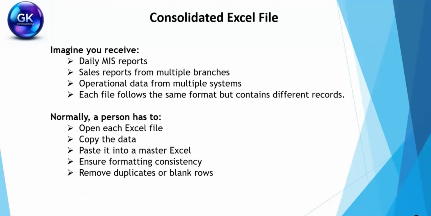Let's first understand the problem. Imagine you receive daily MIS reports, sales reports from multiple branches, operational data from multiple systems. Each file follows the same format but contains different records. Normally, a person has to open each Excel file, copy the data, paste it into a master Excel, ensure formatting and consistency, remove duplicates or blank rows. When the number of files increases, this process becomes extremely complicated and tiring. That is where automation helps.